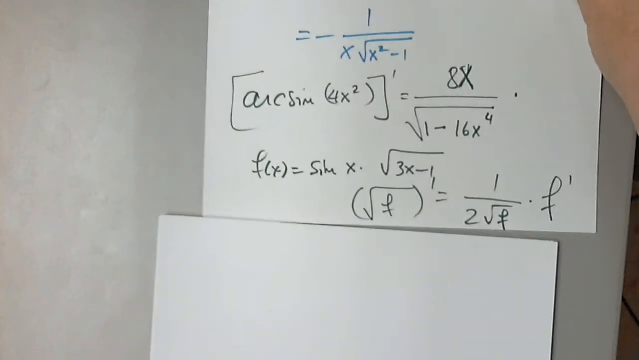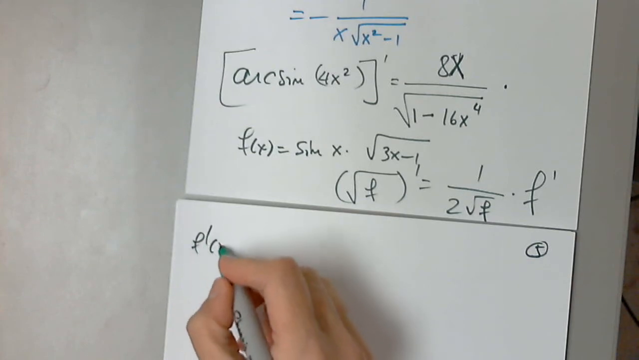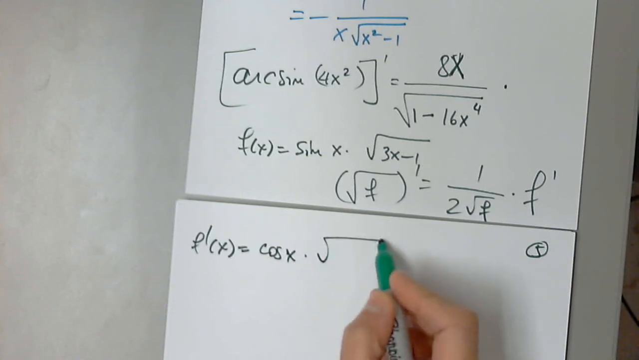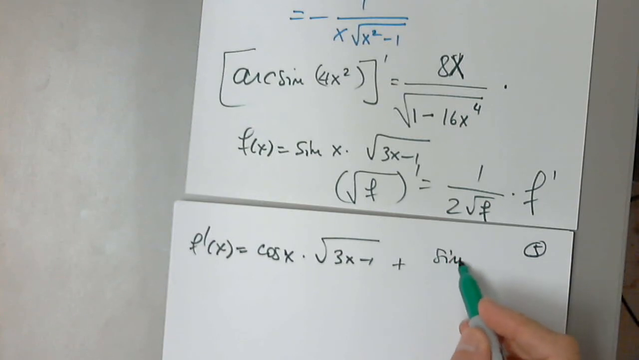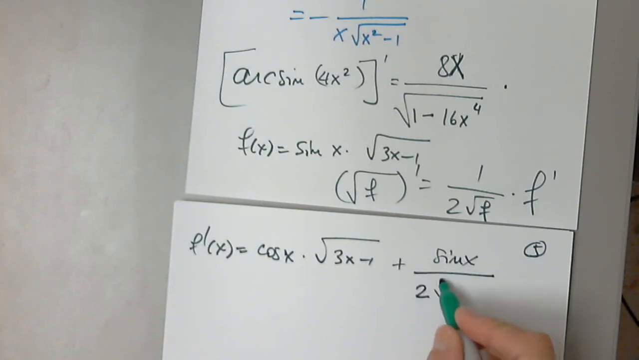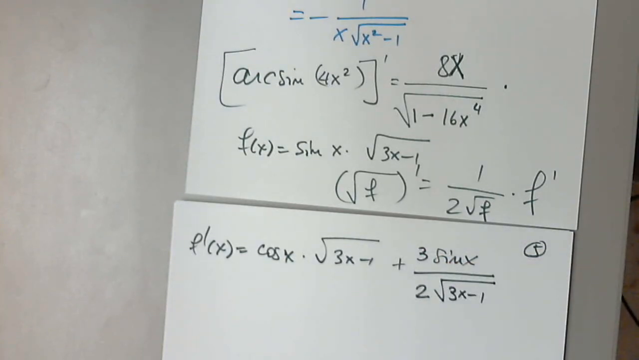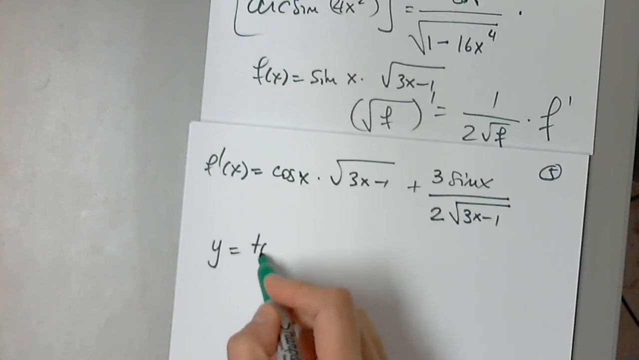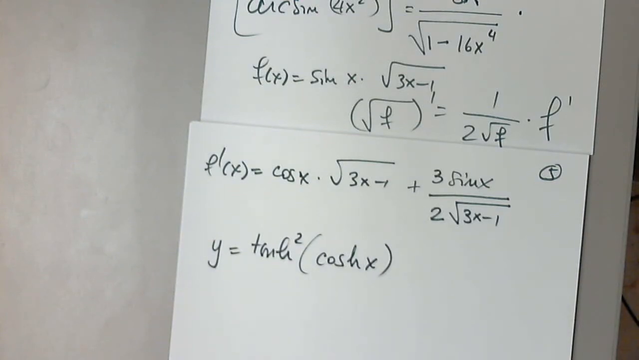We have an answer for this one, or not yet? Yes? Cosine x times the square root of 3x minus 1, very good, plus sine x times 1 over 2 times the square root of 3x minus 1, times 3. That's it. Very good. Any questions on this? So let's look at y equals hyperbolic tangent squared of hyperbolic cosine x.